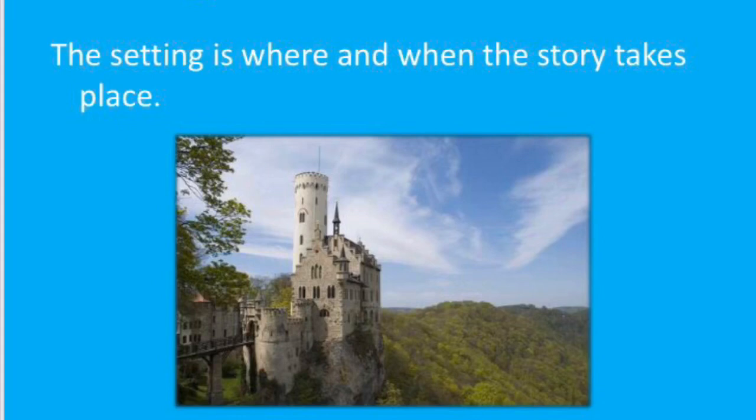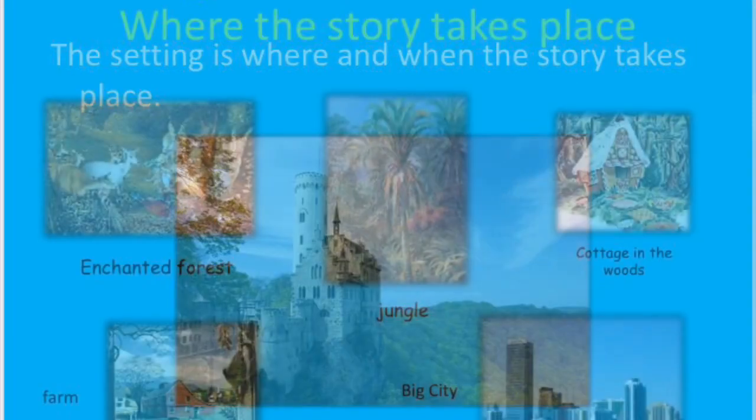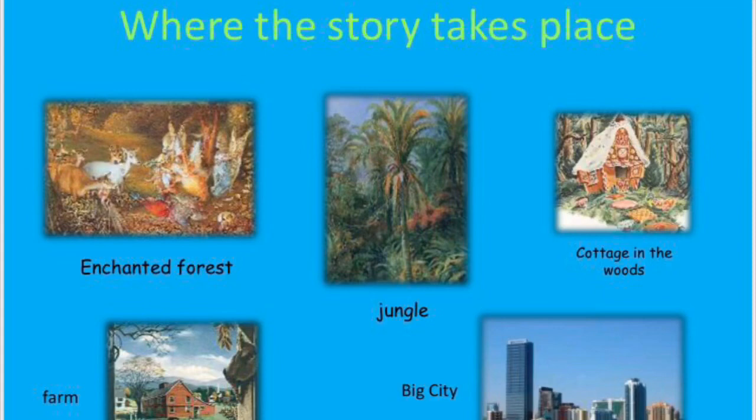Now, a setting is the place where and when the story takes place. Here's a picture of this castle, right? That would be the place where the story takes place, that castle and the surrounding area and the forest maybe. Here are some other examples of settings: an enchanted forest, the jungle, a cottage in the woods, a farm, a big city. These are all different places a story could take place.